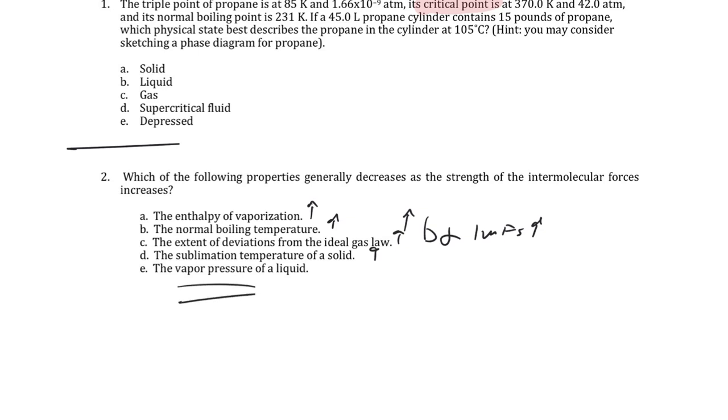But then the vapor pressure. I mean, I think if you looked at this question, the answer had to be vapor pressure because that's the only property that goes inverse. That's the one where it's harder for the molecules to escape into the gas phase with stronger intermolecular forces. So that's the one that becomes lower. Lower vapor pressure with stronger intermolecular forces.